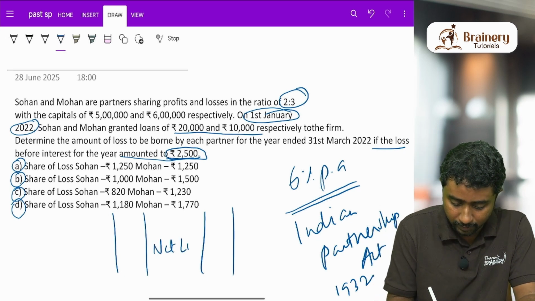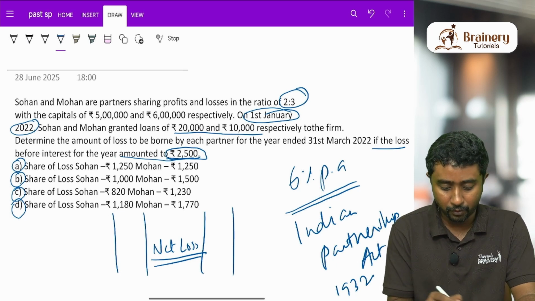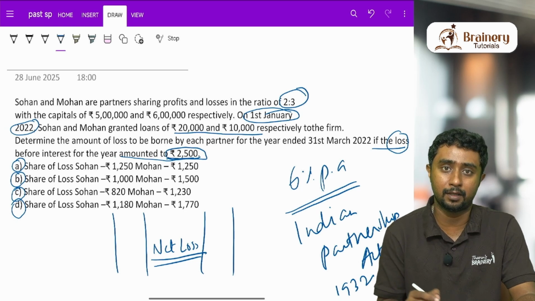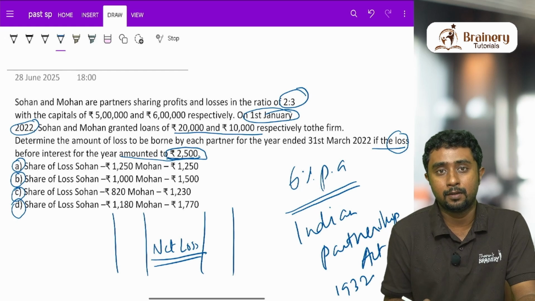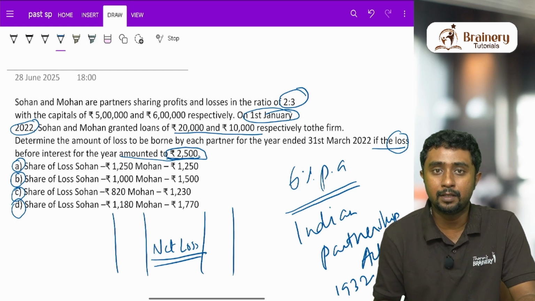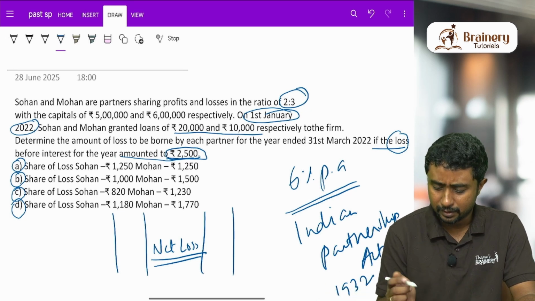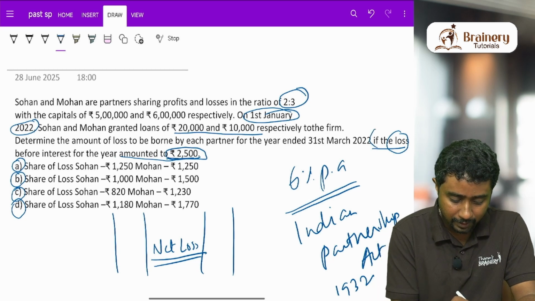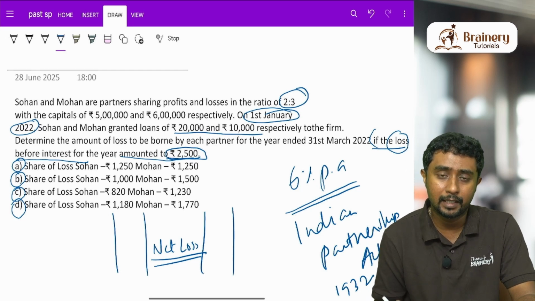Here, according to this question, what is that? Net loss is coming. That is the meaning of loss before interest for the year amounted to. Anyways, it is a loss. They didn't mention the word divisible loss. What is the difference between loss and divisible loss? Divisible loss is the loss that is available to be distributed to the partners, divided among the partners in their profit sharing ratio. Just loss is mentioned, which means mostly it will be net loss, and moreover they have mentioned it as loss before interest for the year.